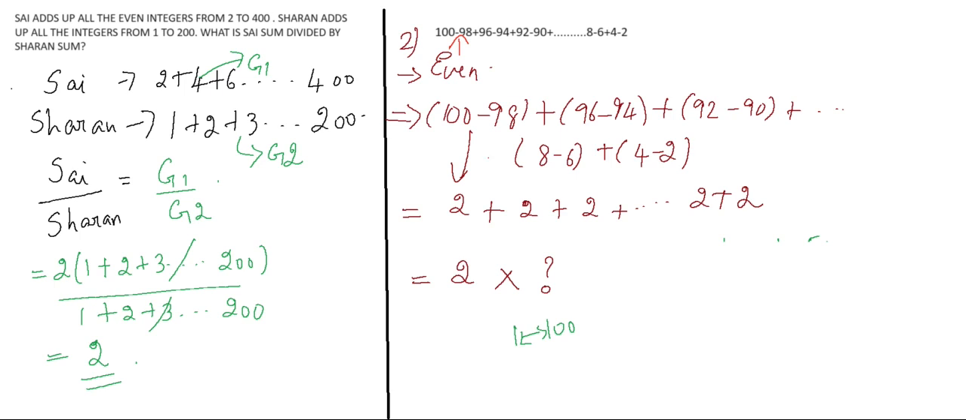So what is the answer here? You have 2 into 25, because you have 25 pairs, each giving a 2. We group 50 numbers into 25 pairs, as a result of which your answer is 25 into 2, which is 50. So 100 minus 98 plus 96 minus 94, going till 2, the answer to this question is nothing but 50.